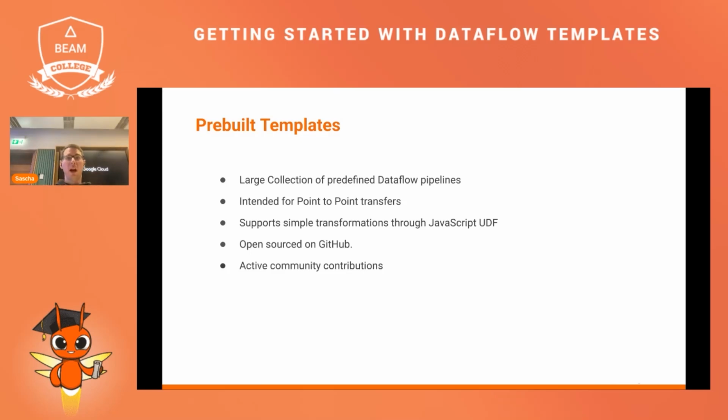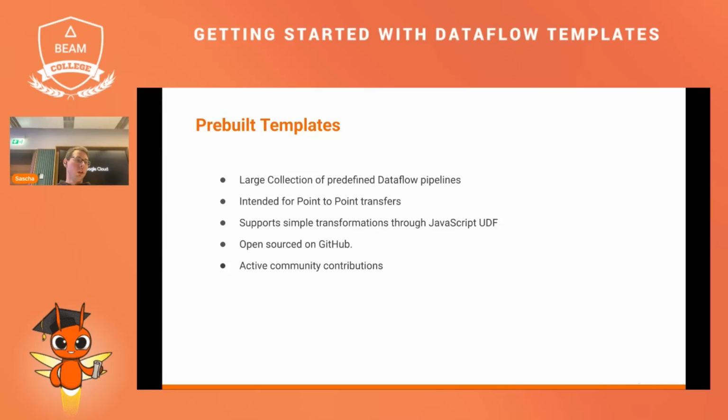There is also a pre-built template library that is available in the Google Cloud Console, that helps you get data from A to B, especially for point-to-point transfers or utility helper functionality, for instance, formatting or changing the format of files from CSV to Avro, for instance.